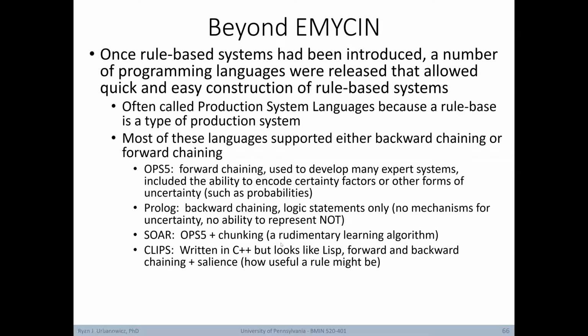Another language which I've mentioned previously is CLIPS, which is an expert system shell language written in C++, but in practice looks a lot like Lisp, using both forwards and backwards chaining rules, as well as an estimate of salience, in other words, how useful a rule might be. Lastly, there's something called Jess. This is basically the CLIPS language that's been rewritten in Java with now GUI capabilities added to it. If you're really interested in the idea of developing a new expert system, checking out Jess as well as the original CLIPS might be the best places to start.